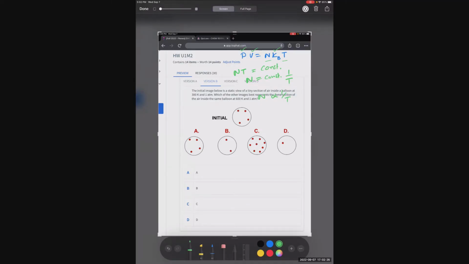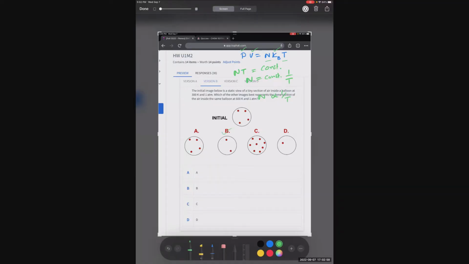Now let's see what we have. In the initial case, we have 300 Kelvin and we have doubled the temperature. If we are doubling the temperature, the number of particles must decrease by the same factor. That means the number of particles must be halved compared to the initial condition. We have 4 in the initial state, so after increasing the temperature to 600, you should have half of that, which is 2. So the correct answer must be option B.